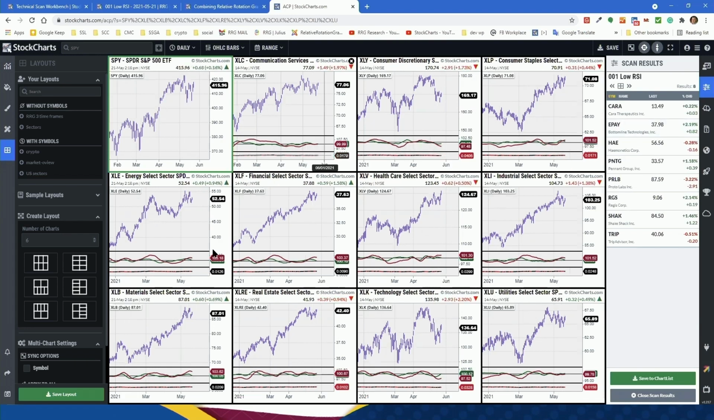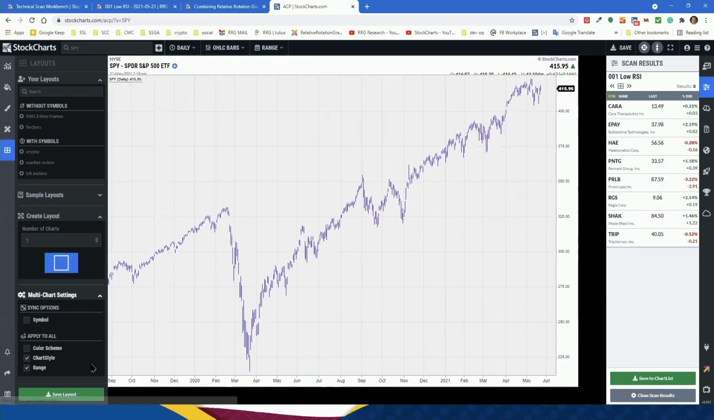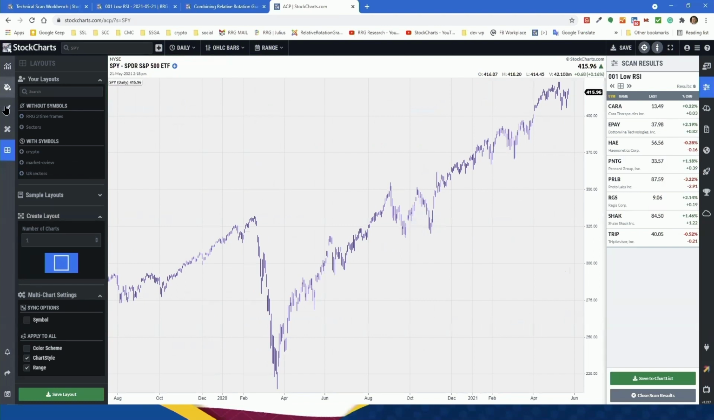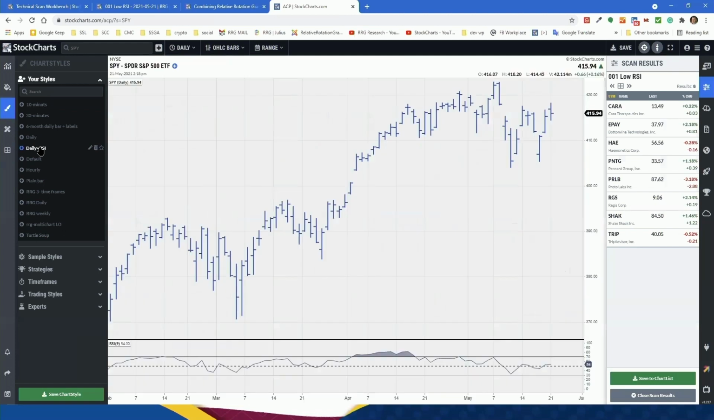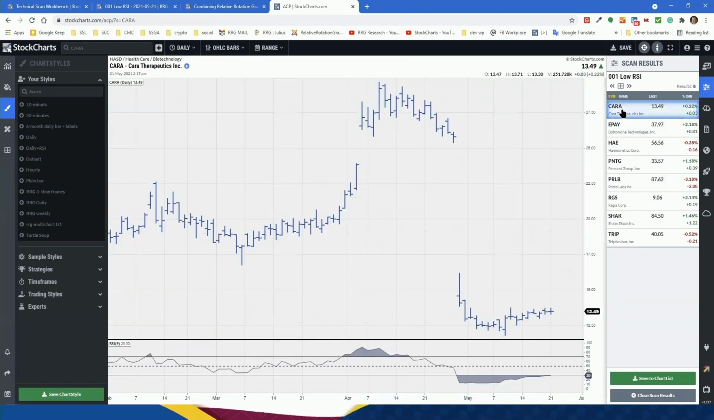And obviously, I don't want a screen like this. I want a screen that has only one chart, and I have a chart style that has daily plus RSI. That's what we're looking for. And if I just tick one of these boxes, here's my chart.